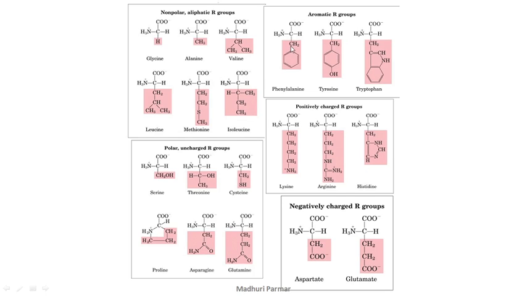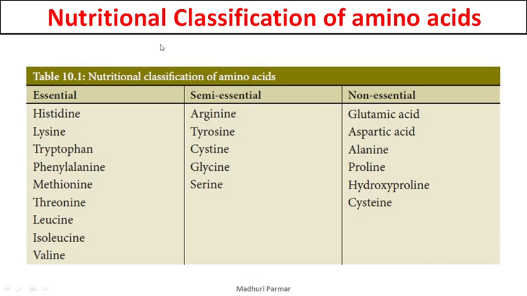Then aromatic R groups, you have phenylalanine, tyrosine, and tryptophan. Only three. Remember these names. Positively charged R groups include lysine, arginine, and histidine. These three have plus charge in the R group. And then negatively charged R groups are the ones which are acidic, so aspartic acid and glutamic acid. So this is how, based on whether they are positively charged, negatively charged, non-polar, or polar, you can classify the amino acids.